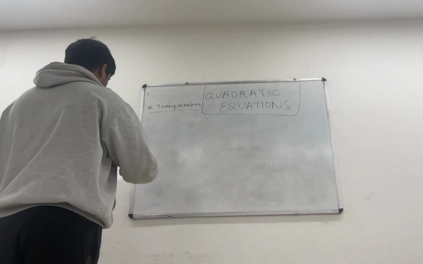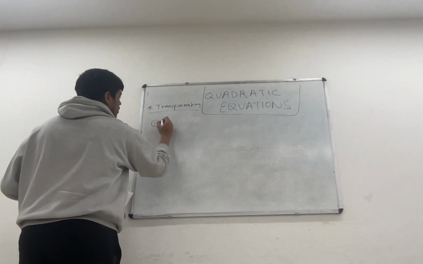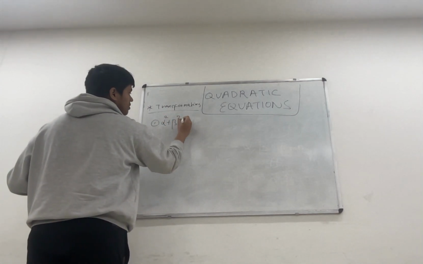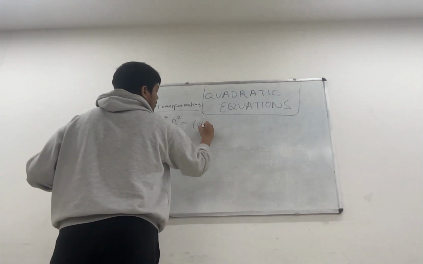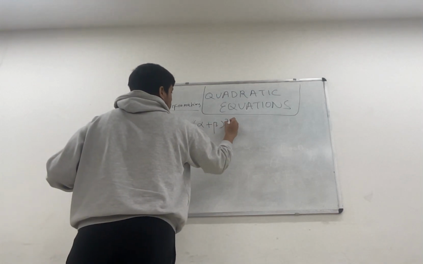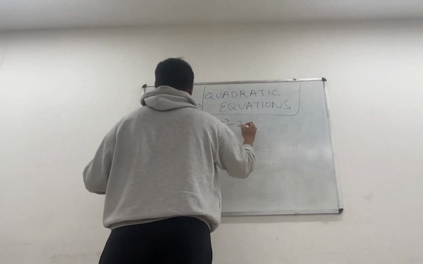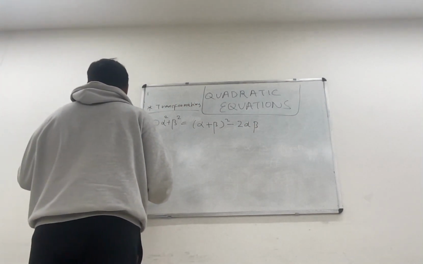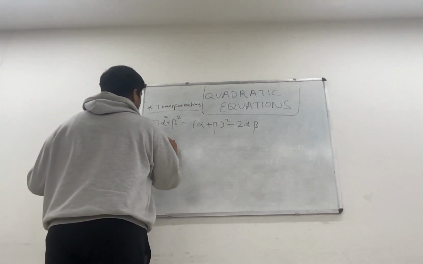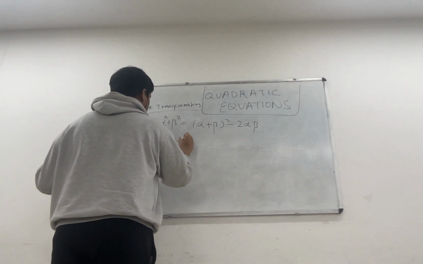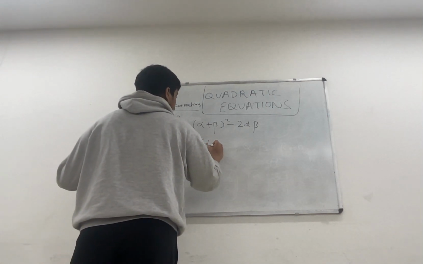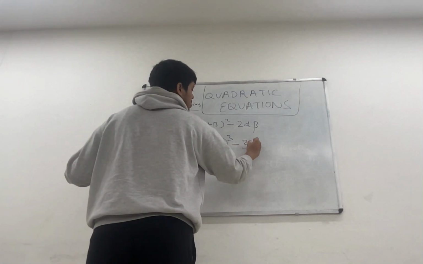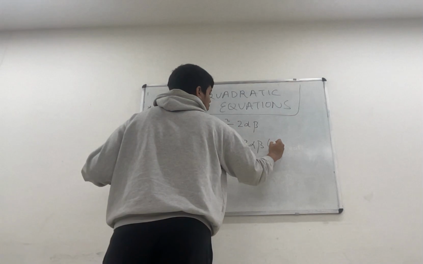Okay, so the first transformation is alpha square plus beta square is alpha plus beta whole square minus 2 alpha beta. This is the first useful transformation. Second is alpha cube plus beta cube is alpha plus beta whole cube minus 3 alpha beta into alpha plus beta.